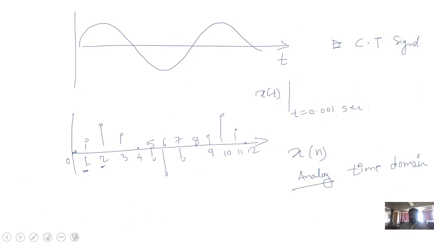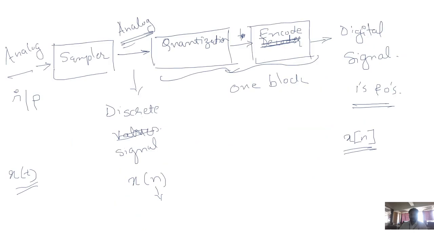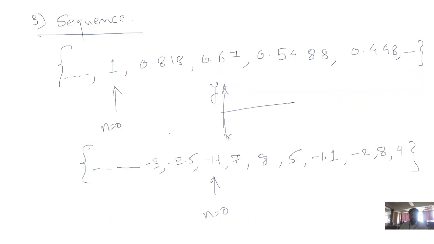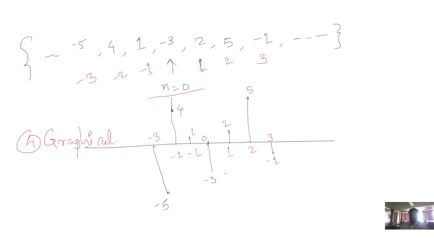So we have seen the 4 representations of the signal. The first representation is in the form of an equation, something like this. Second is tabular, shown over here. Third is the sequence, where we write the entire sequence and show where the start of the signal is. It can have positive samples or samples on the negative side. And the fourth is graphical representation, like this. These are the 4 representations of the signal.